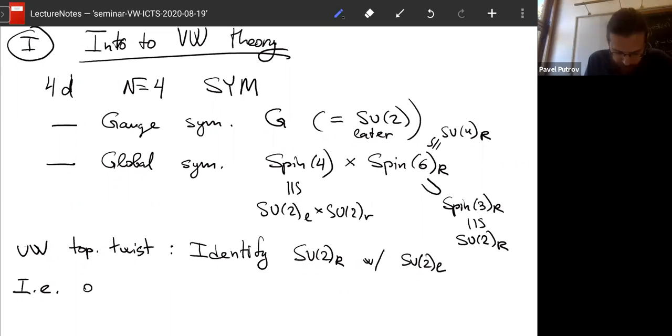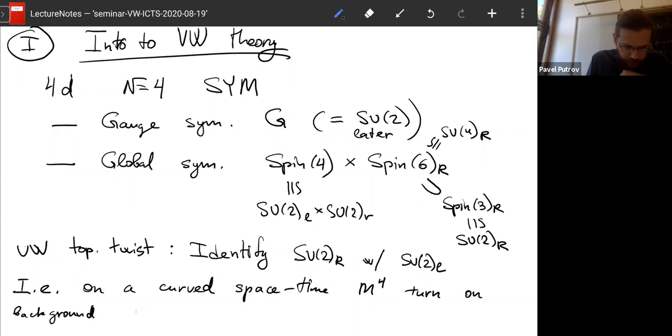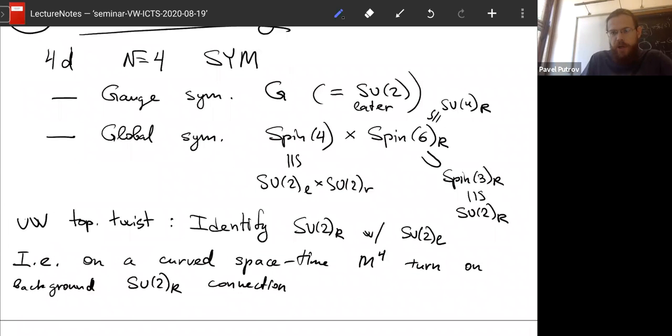In practice, this means that when you consider the theory on a curved space-time, suppose this is the manifold M4, we want to set the background SU(2)_R connection, the connection for this SU(2) subgroup of the global symmetry, equal to the SU(2) left part of the spin connection.